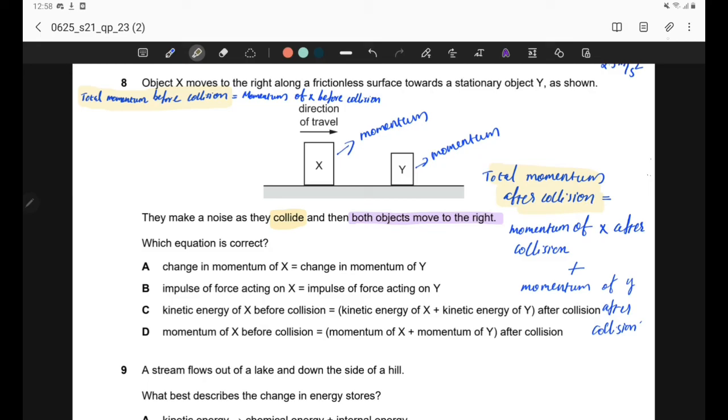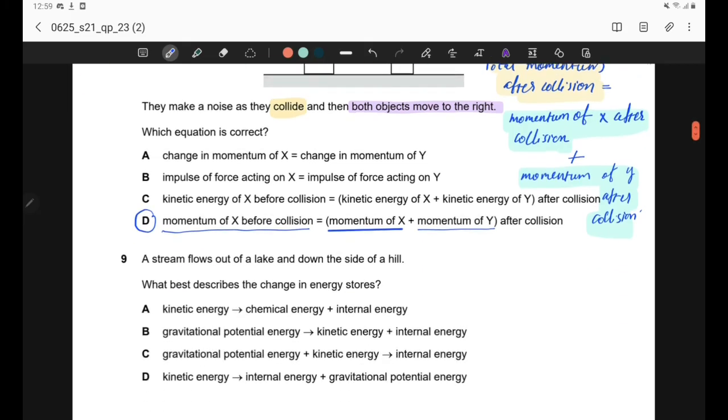Now according to the conservation of momentum, we know that the total momentum before collision must be equal to the total momentum after collision. Therefore the total momentum before collision, which we know is only the momentum of X before collision, must be equal to the sum of the momentum of X and the momentum of Y after collision, which is given in option D. The momentum of X before collision is equal to the momentum of X and momentum of Y after collision. So the correct answer is option D.